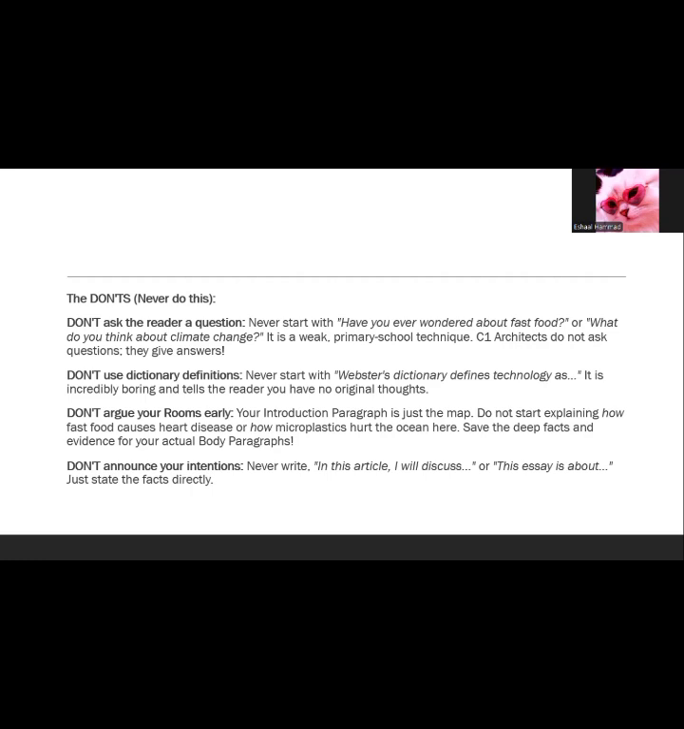The fourth and last thing you should not be doing is announcing your personal opinions or intentions. For example, "In this article, I will discuss," or "This essay is going to be about this thing." Do not show your intentions in this article. Do not use it at all. Just state the facts directly.